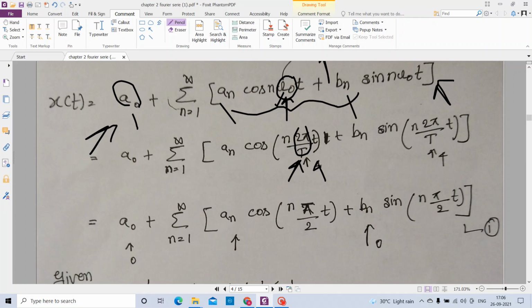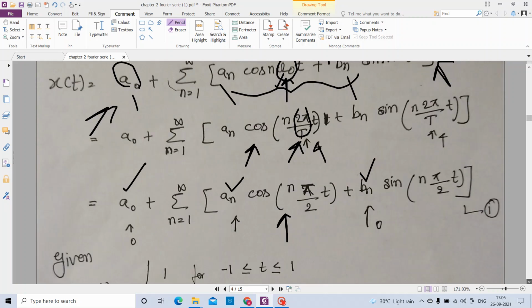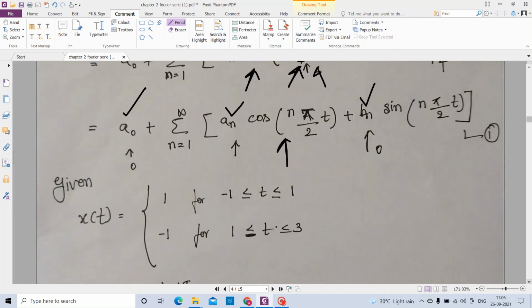After this you have to simplify this equation, so then you will get this final equation. Thereafter you have to determine the DC component and coefficients of cosine and sine functions such as an and bn. Before that, we have to find out the function for the given signal, right? So x of t is equal to 1.